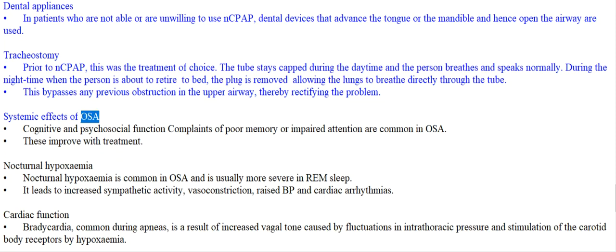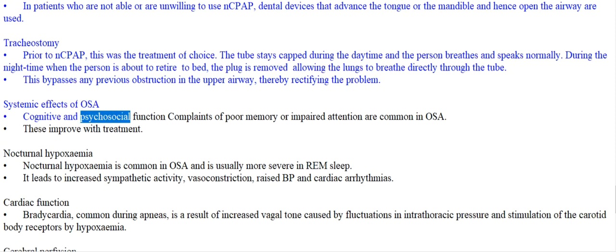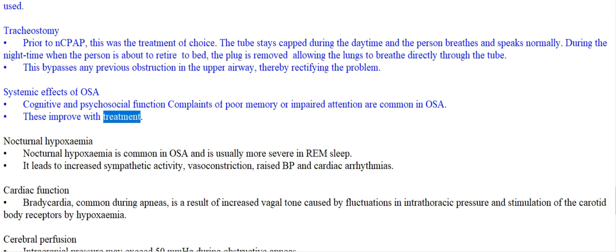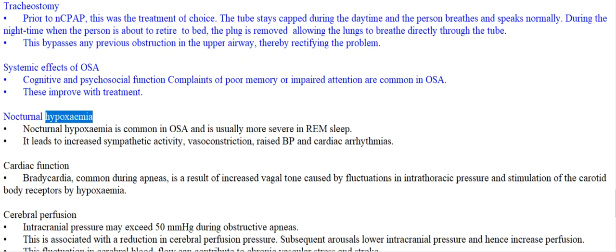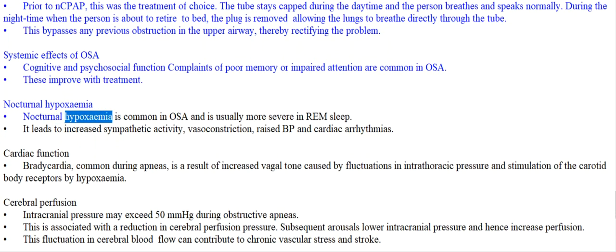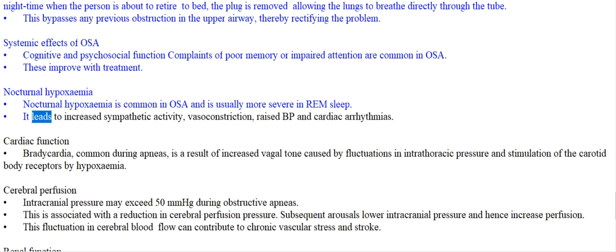Systemic effects of OSA. Cognitive and psychosocial function: complaints of poor memory or impaired attention are common in OSA. These improve with treatment. Nocturnal hypoxemia. Nocturnal hypoxemia is common in OSA and is usually more severe in REM sleep. It leads to increased sympathetic activity, vasoconstriction, raised BP, and cardiac arrhythmias.